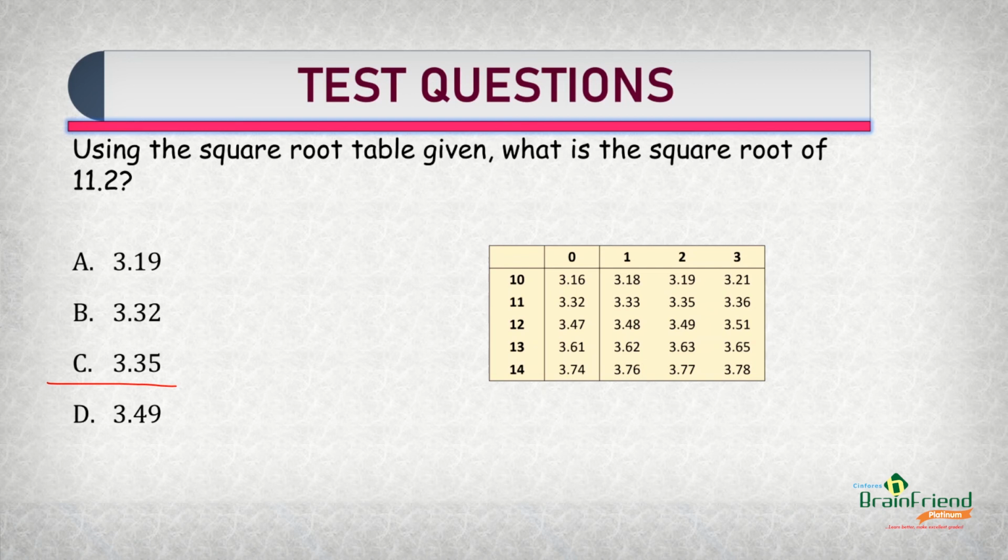Now the number given to us was 11.2. Now using our table, the number before the decimal is 11. So we look for 11 on the left-hand side of the table. The number after the decimal is 2. So we look for 2 at the top row of the table. Now we look for the number across 11 and under 2, which is 3.35. So that is why the square root of 11.2 is 3.35.